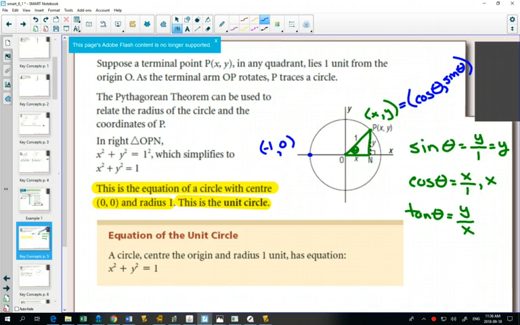If I take this point down here, which is at 0, negative 1, I now know, mental math easy, that cos of 270 degrees is 0. And sine of 270 degrees, sine is always your y coordinate on the unit circle, is negative 1.